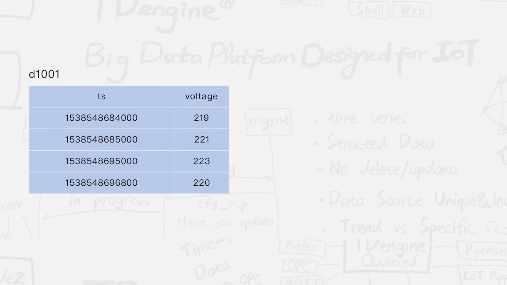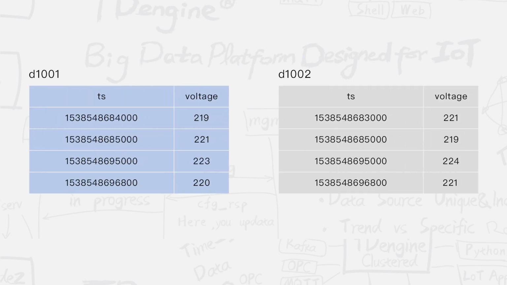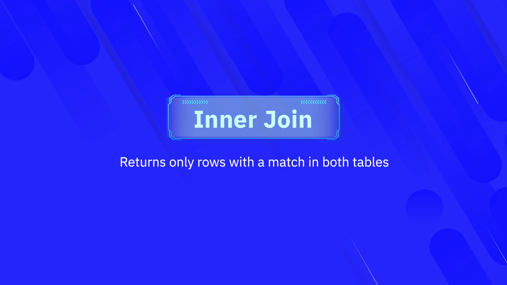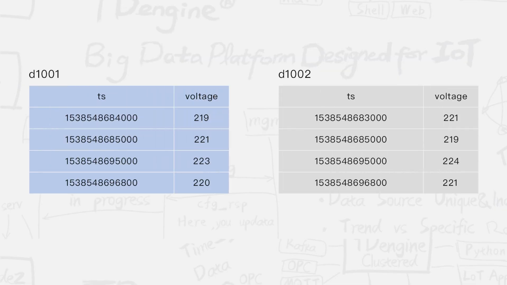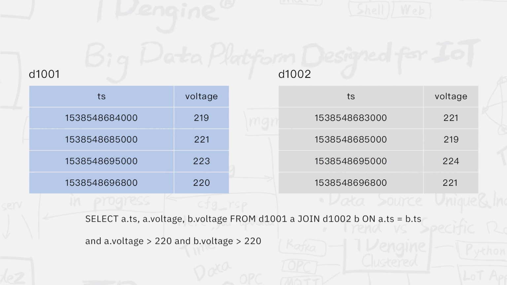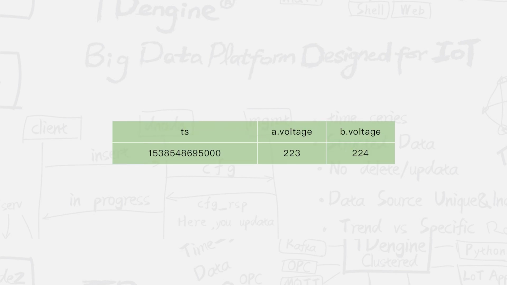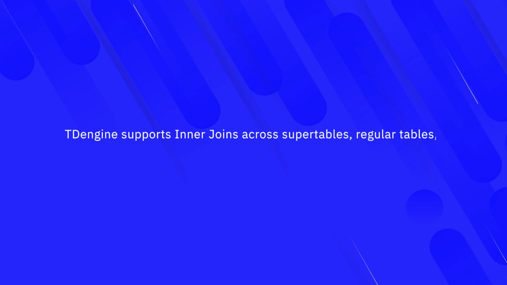Now, let's explore different types of join queries in TDengine with practical examples involving multiple power meters. An inner join returns only those rows where there is a match in both tables based on the join condition. Think of it as the intersection of the two tables' data. For example, to find moments when both tables of D1001 and D1002 have voltage readings exceeding 220, you would use the following SQL query. The output of this query is displayed on screen. TDengine supports inner joins across supertables, regular tables, subtables, and subqueries.